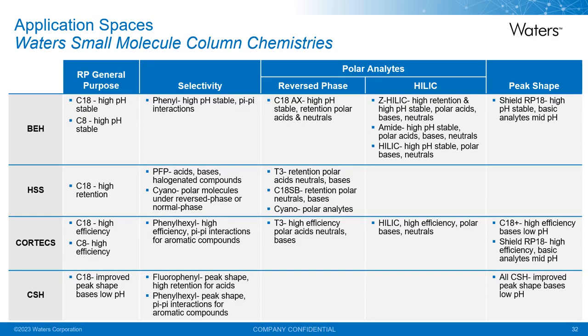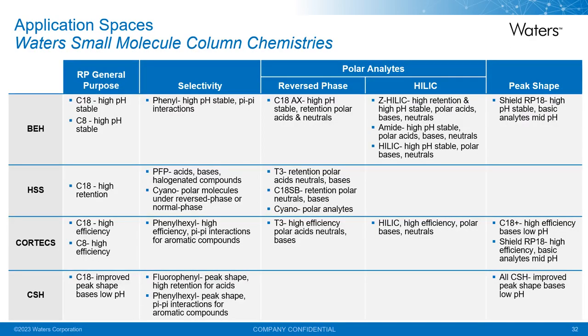So reversed phase general purpose columns, within the bridged ethyl hybrid or BEH category, you have a C18 for high pH stable and the C8 as well. Within the high strength silica, you have a C18 for high retention. Within the Cortex or solid core, you have the C18 again and the C8. And within the CSH or charged surface hybrid, we have the C18 for improved peak shape of bases at low pH.